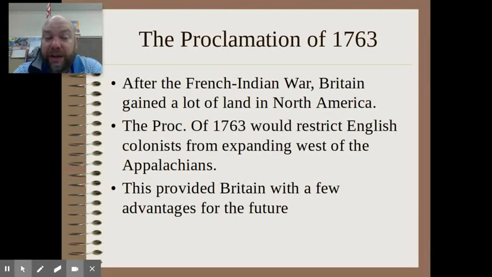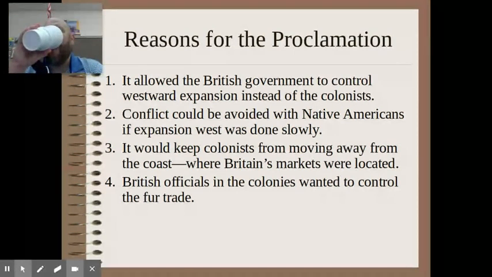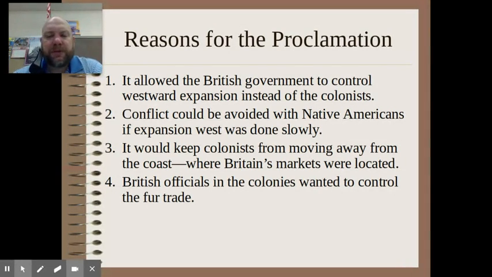Okay. And so, from the English point of view, they're trying to save colonists' lives because there's still Native American tribes out there who are rightfully pretty angry that English colonists are coming into their land. And so, this keeps them closer to the coast where Britain can exert greater control or influence over them. Number two, there is what I already said. It allows them to expand slowly so they can have less conflicts with Native Americans.